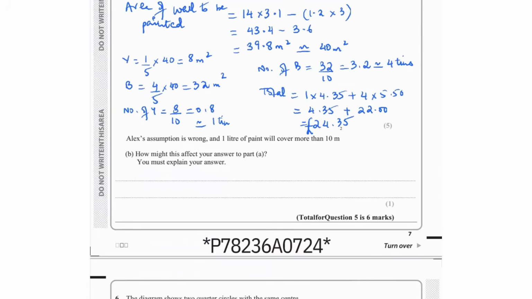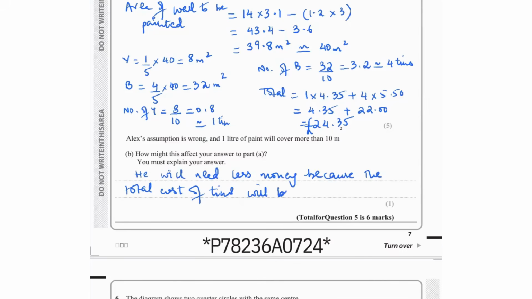Then Alex's assumption is wrong, and 1 liter of paint will cover more than 10 meters square. How might this affect your answer to part A? You must explain your answer. So if it will cover more than 10 meters square, that means he will need less money, because the total cost will be less now. That's your answer.